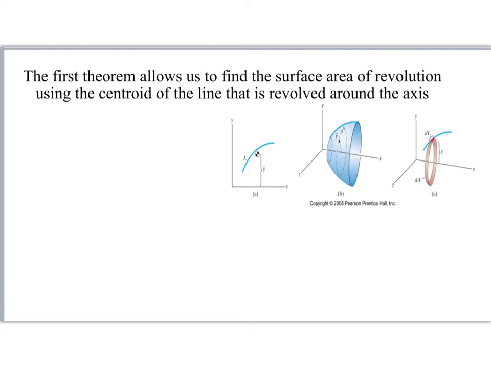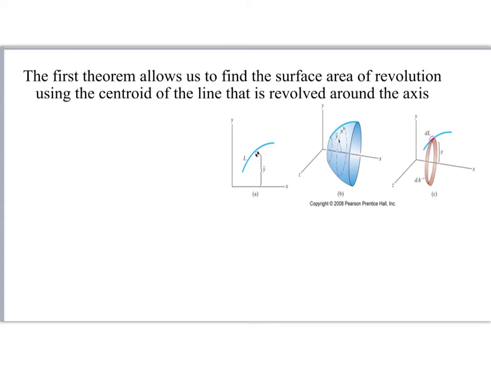So the first theorem allows us to find the surface area of revolution using the centroid of the line that's revolved around the axis. So the idea is you start with some sort of line segment, and if you revolve it around an axis, you're going to create a surface area. And so the idea is, of course, there are ways to calculate this surface area, but this particular way is actually going to be using the centroid of the original line.